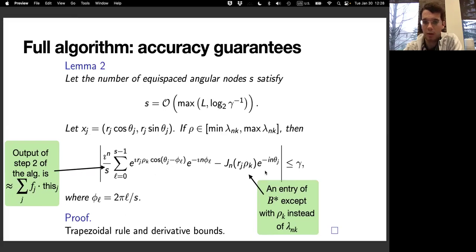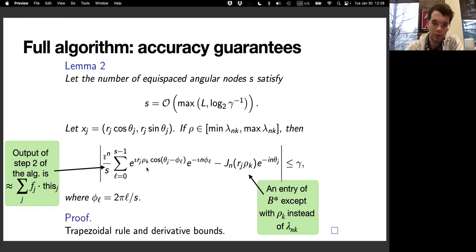And how about this one? Well, this is related to entries of this matrix, because this almost looks like the complex conjugate of the basis function. If here we had, instead of rho k, this lambda nk, then this would exactly be the basis element, psi nk evaluated at rj and theta j, with the conjugate. So this is what we get as the output of step 2, and this is what we want. So it's probably a good idea that these are small.